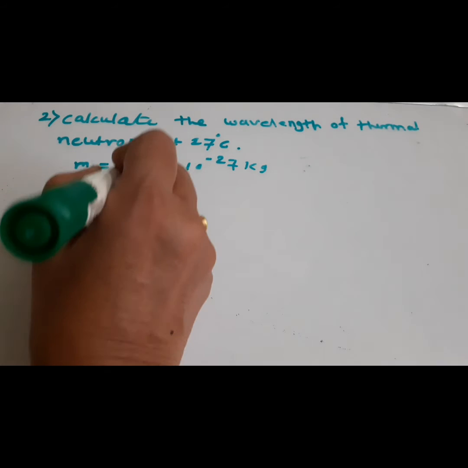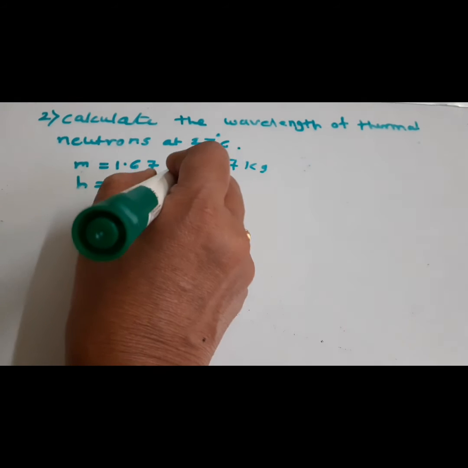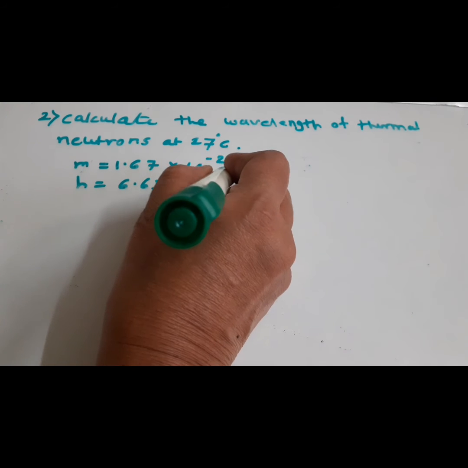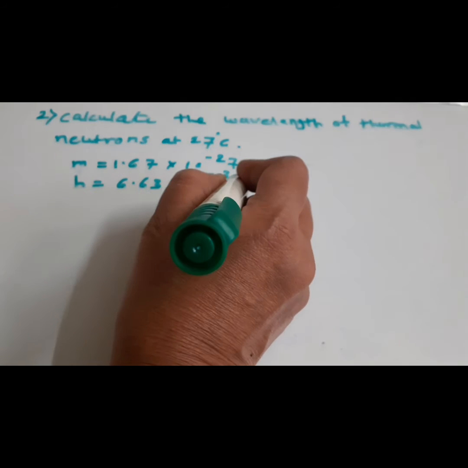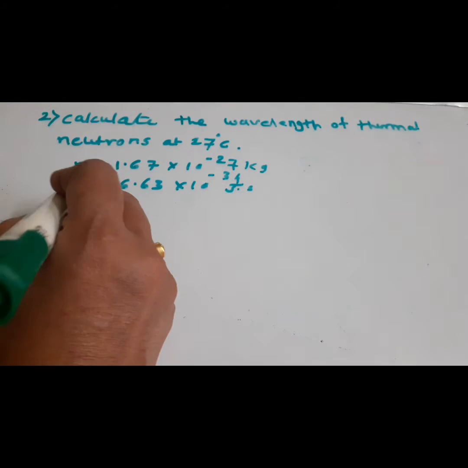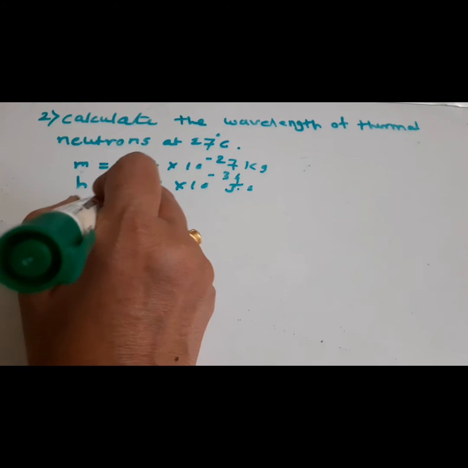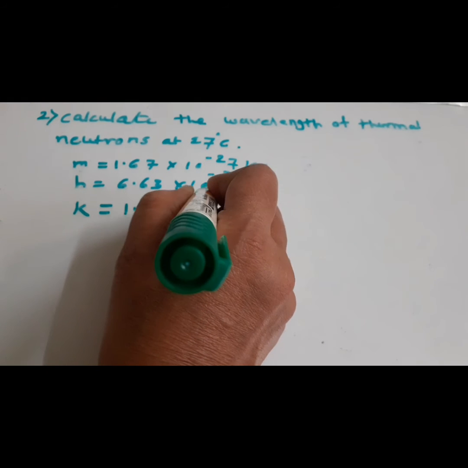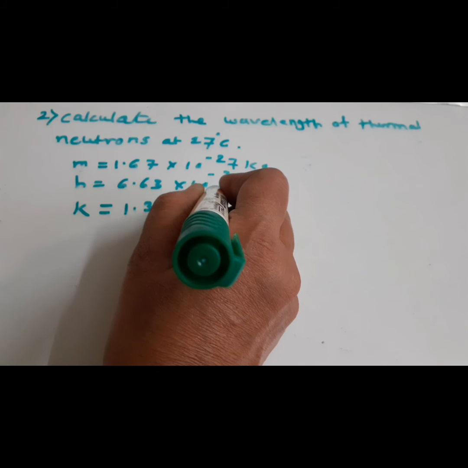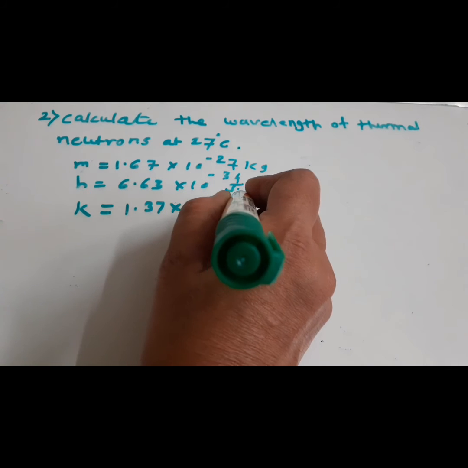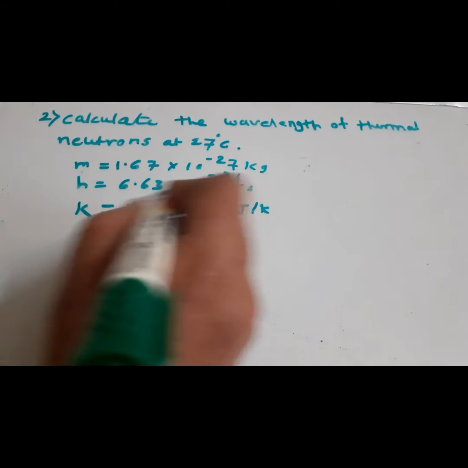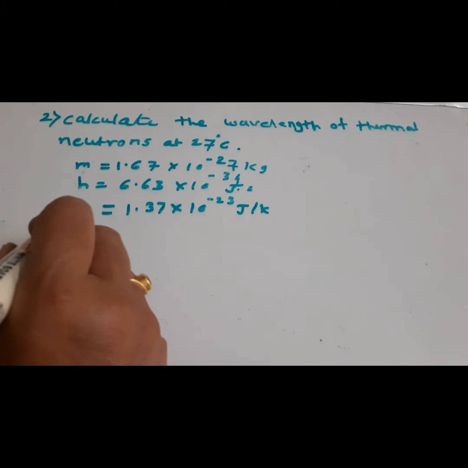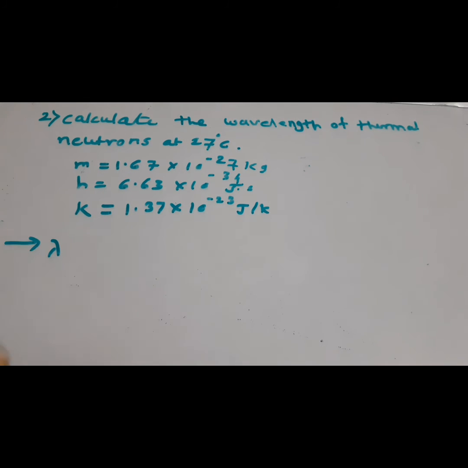h is equal to 6.63 into 10 to the power minus 34 joule second, and Boltzmann constant k is equal to 1.37 into 10 to the power minus 23 joule per Kelvin. Calculate here again the wavelength lambda.